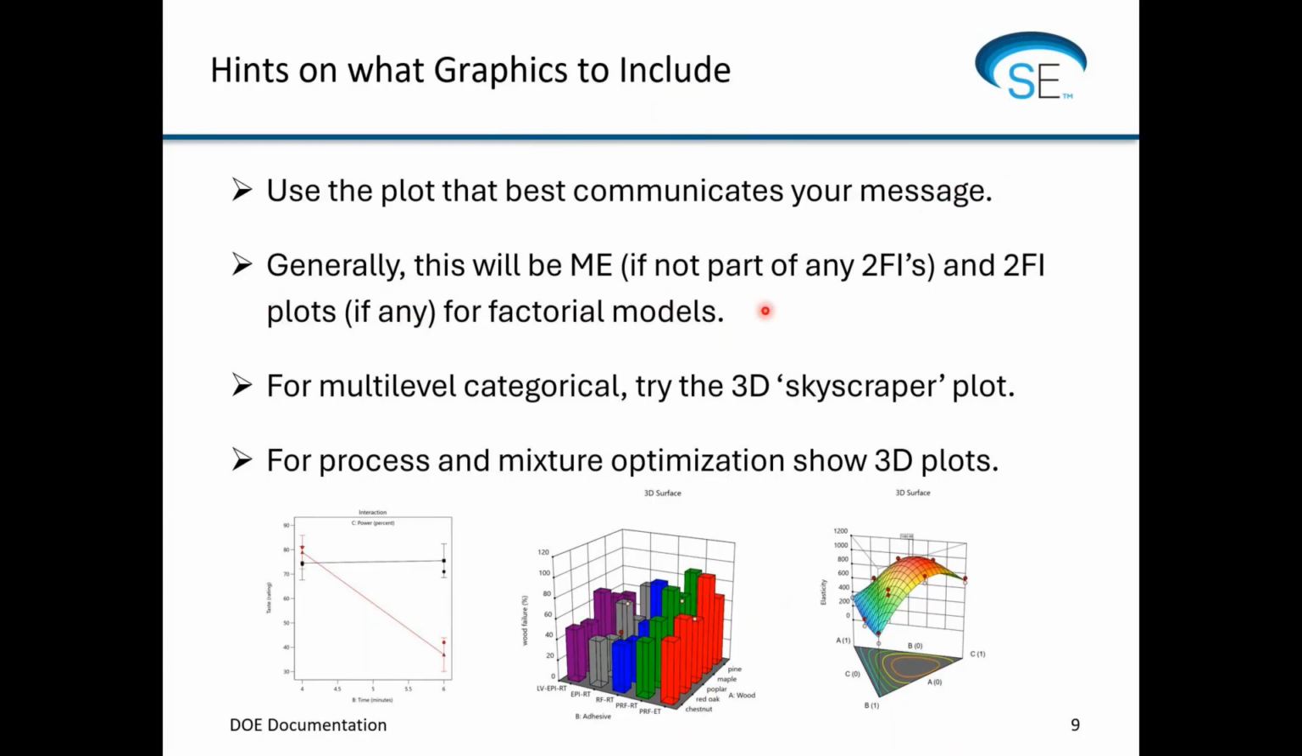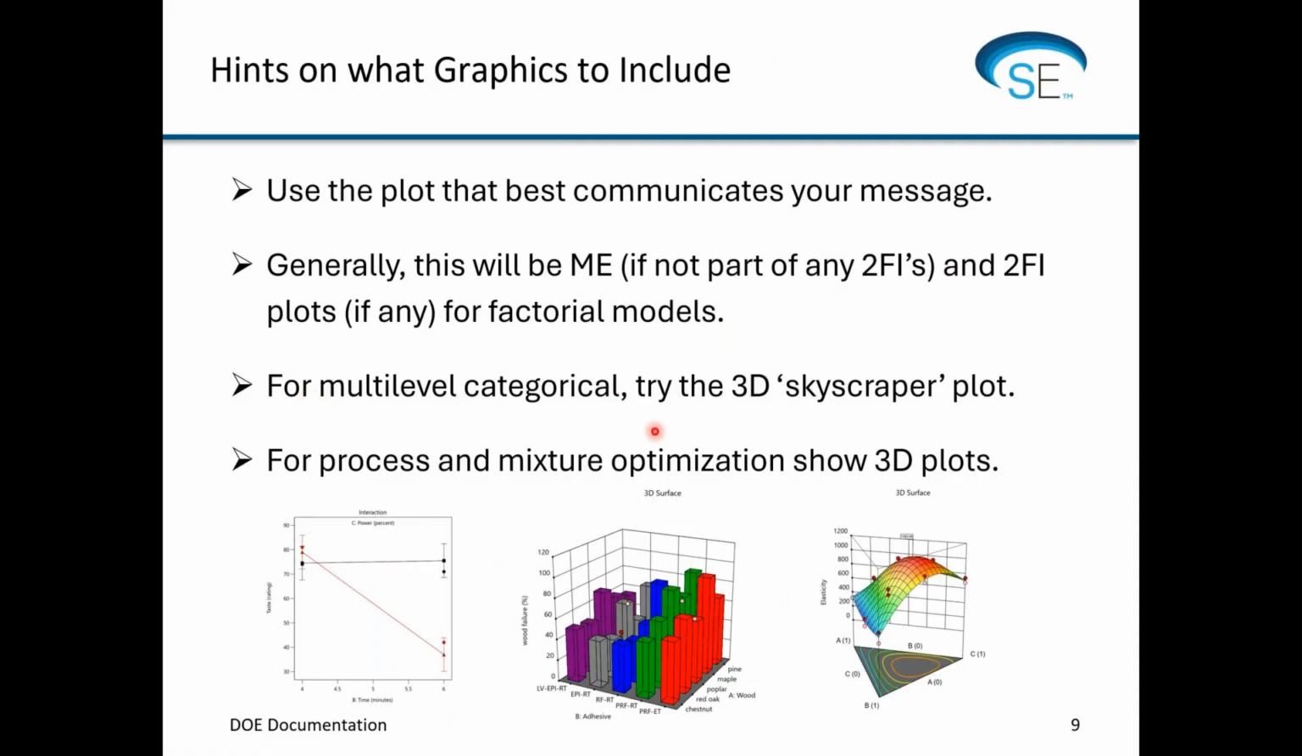Generally, though, for factorial designs, the main effect plot will often do the job. However, if you do have two-factor interactions, which are quite common, you're going to want to use a two-factor interaction plot to discuss the story. So for factorial designs, frequently we're using two-factor interaction plots.